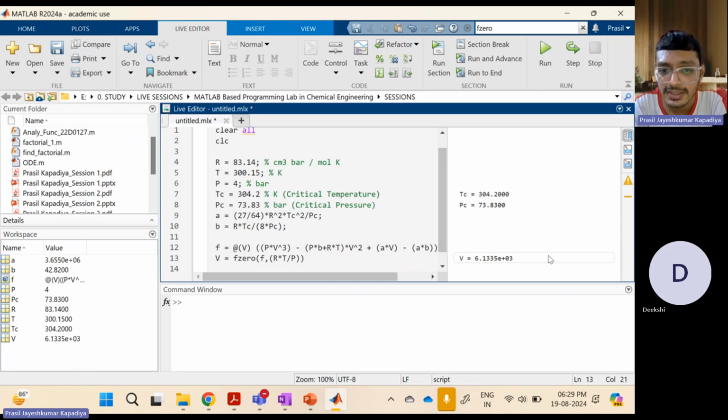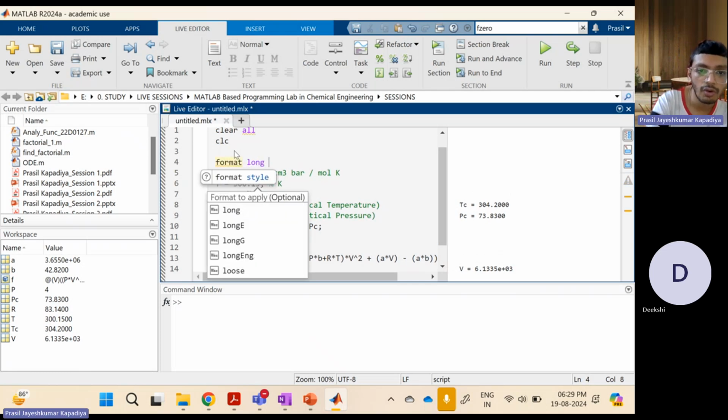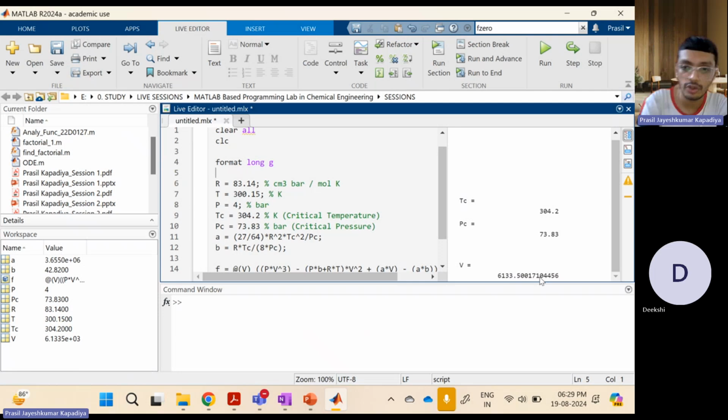So volume of gas is this value, 6.1353 into 10 raised to 3. If I write format long G, it won't be showing in scientific, it will be showing like this, 6133.5 centimeter cube per mole. This is my actual volume.